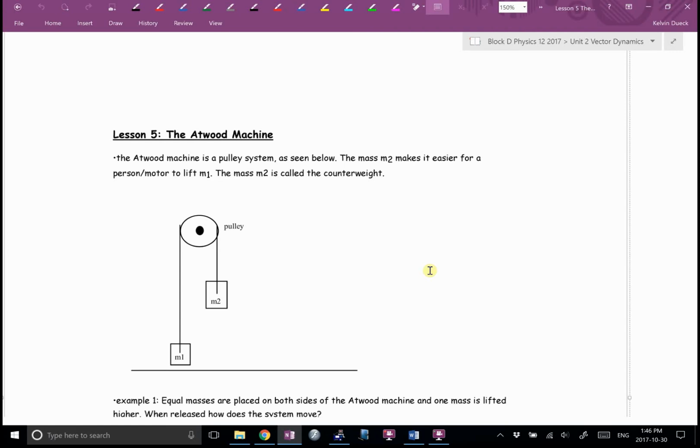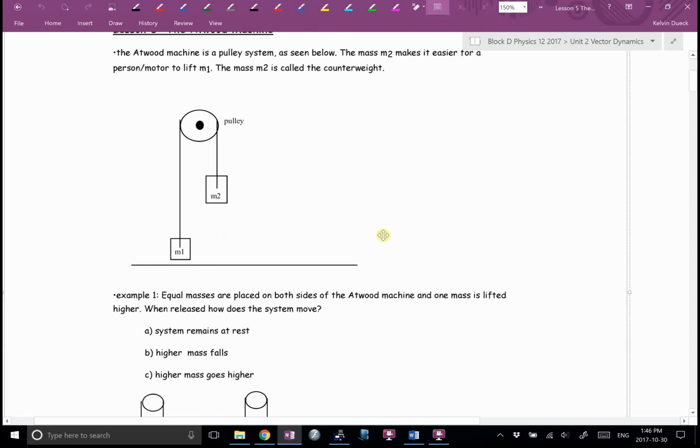Our ropes have no mass, because otherwise this mass would be very different from this mass, because I'd have to take the changing mass into account. You need calculus. Our pulley will have no friction and no mass either, because that makes yucky math. But otherwise, there's some good physics we can do here. And I think I said to you, mass 2 makes it easier for a person or a motor to lift mass 1. The mass M2 is called a counterweight.